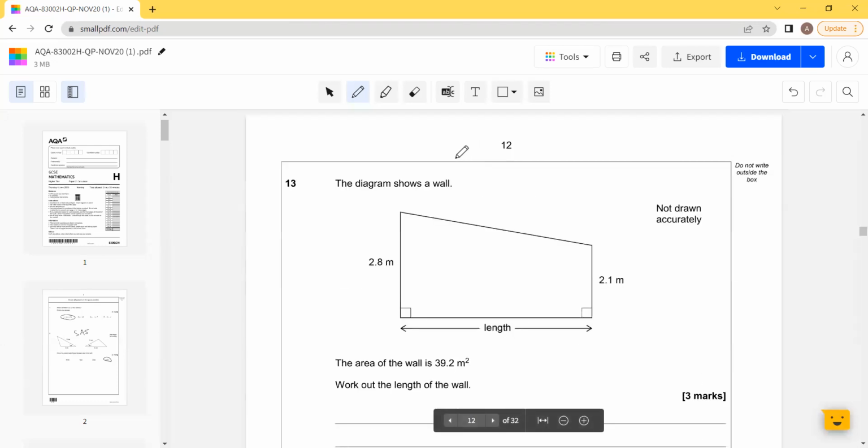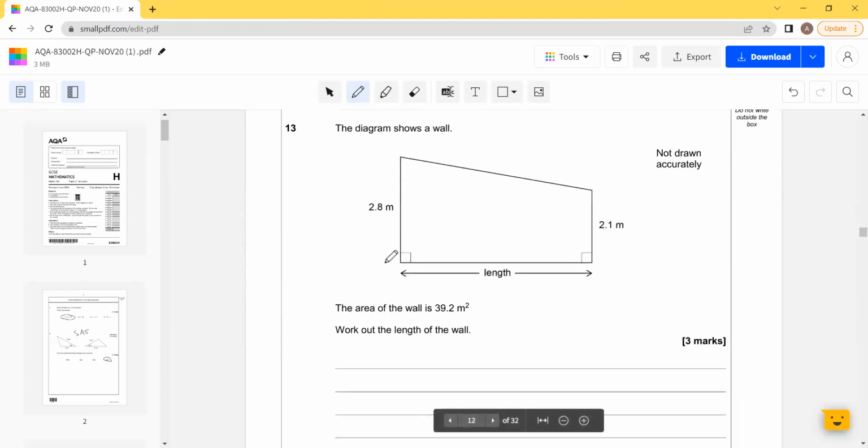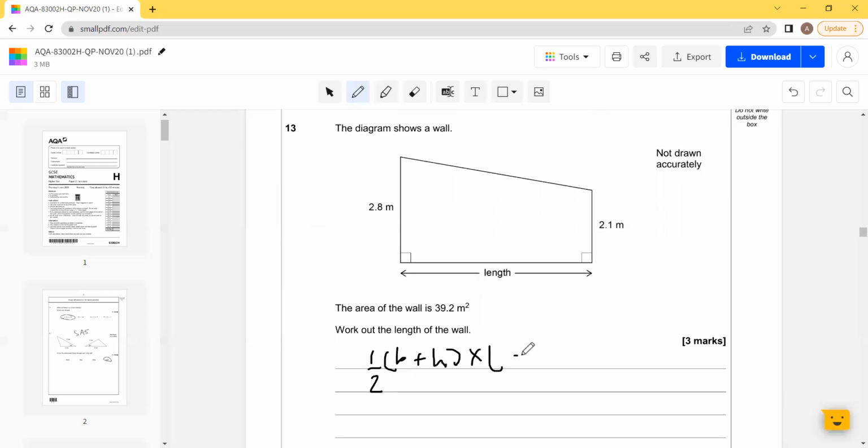Okay, question 13. The diagram shows a wall. The area of the wall is 39.2 meters squared. Work out the length of the wall. Okay, so now we know this is a trapezium. So the trapezium has this as the area, half times (a plus b) times height. Sorry, the sum of the parallel sides times the length, and that is 39.2.